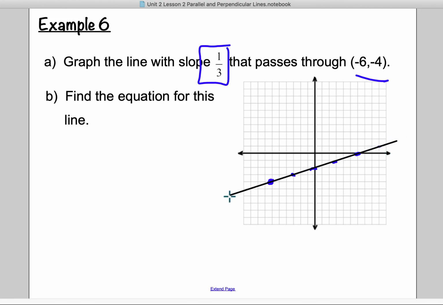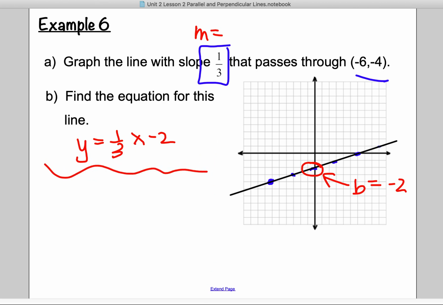And I could use point slope form to come up with the equation for this line. However, if I have the graph, I'm going to find my y-intercept right off of it, which is right here. And so my y-intercept is -2, so b equals -2. So if you notice that, you can just take your slope, 1/3, and then your y-intercept, and write y equals 1/3 x minus 2.